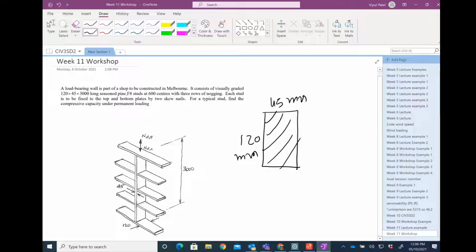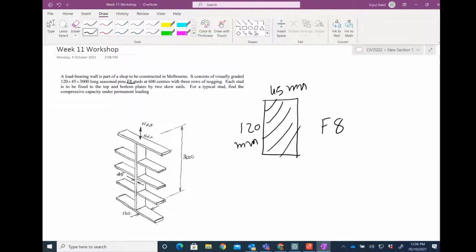Seasoned pine, grade F8. The grade is F8, that is given to us, and the studs are at 600 centers with 3 rows of nogging. So there is a center to center distance of 600. Each stud is to be fixed at the top and bottom plate by 2 screw nails. By typical stud, find the compression capacity under the permanent load only.